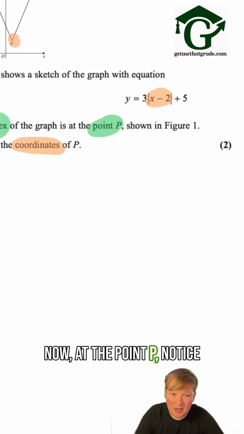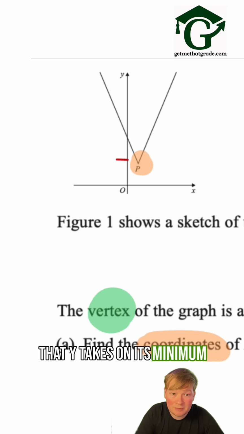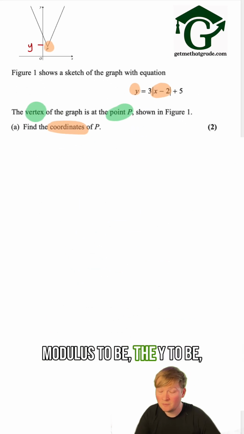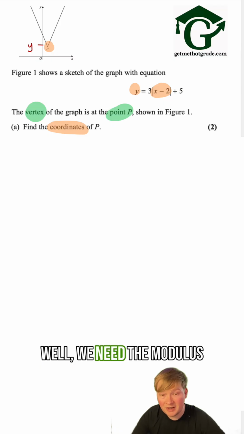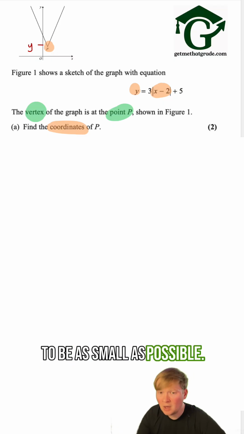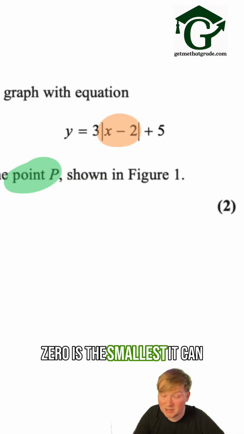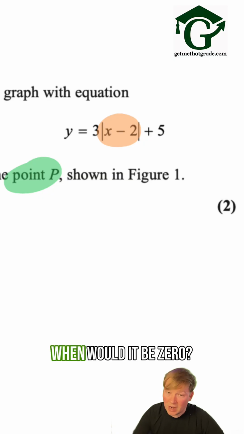Now, at the point P, notice that y takes on its minimum value. So what would we need the modulus to be for y to be at its minimum? Well, we'd need the modulus to be as small as possible. What is the smallest possible that this modulus can be? 0 is the smallest it can be. When would it be 0?